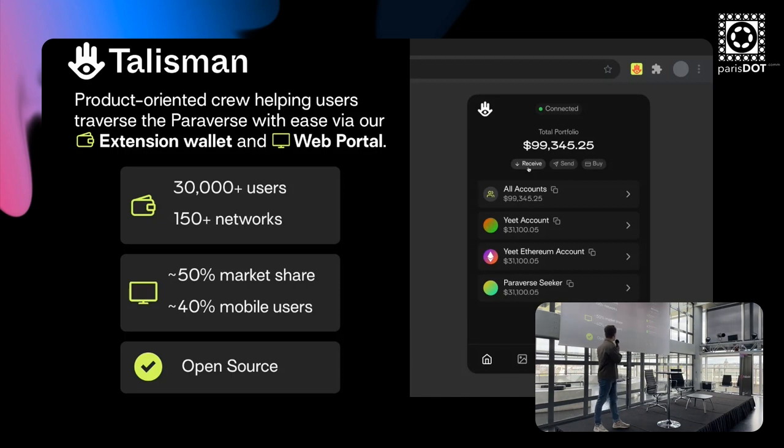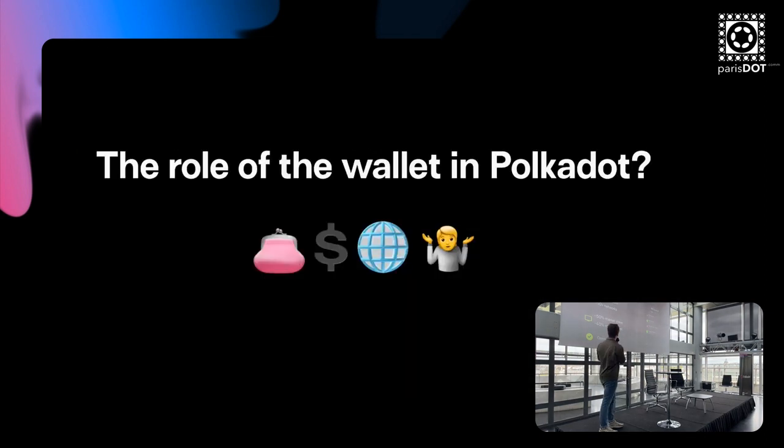And I'm glad to announce that as of a few weeks ago, the Talisman extension wallet has joined the portal in being open source. Being able to verify the source code, particularly for wallets, is something that's really important in Web3. So I'm happy to share that this product is now a part of the open source community for everybody to contribute to. So what is the role of the wallet in Polkadot?